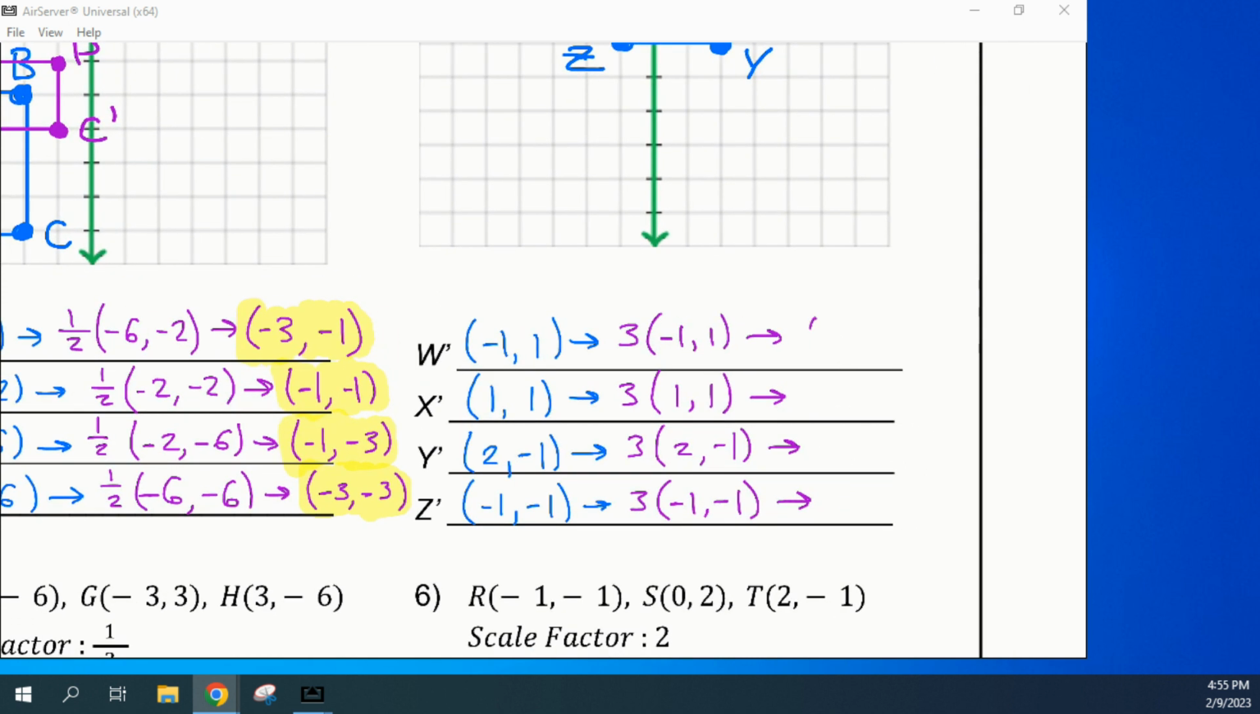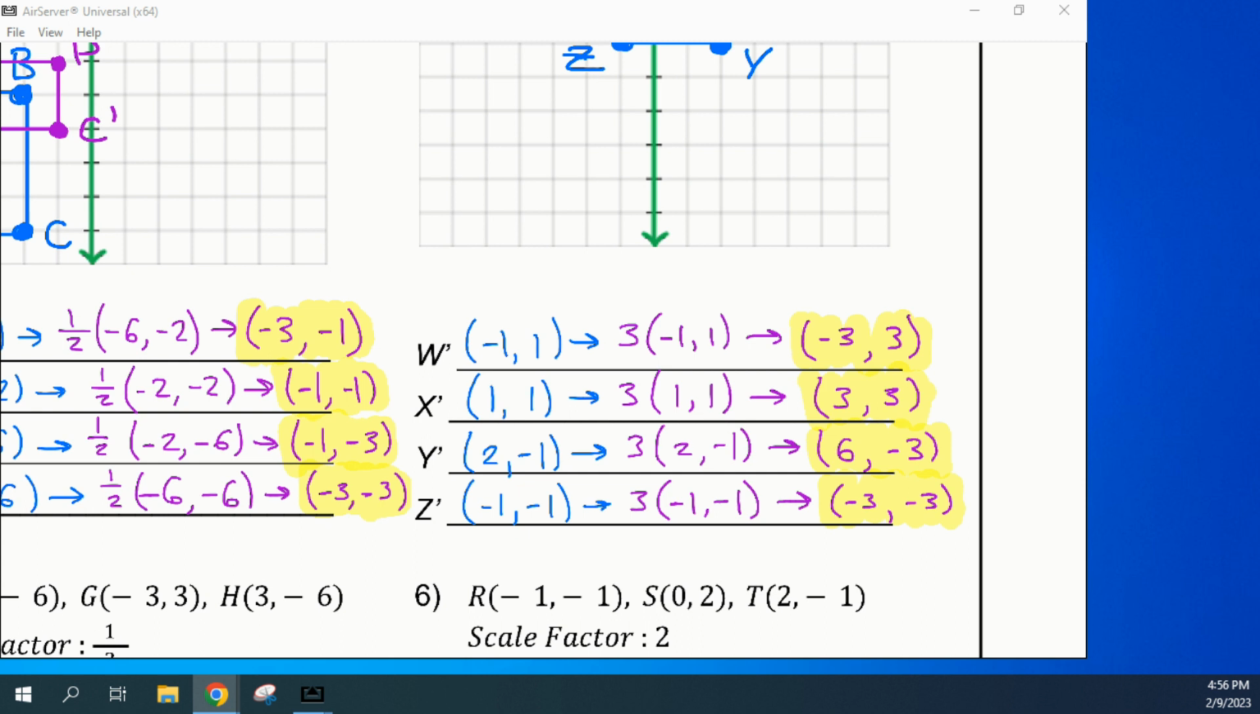We just need to kind of finish this. So 3 times negative 1 is negative 3. 3 times 1 is 3. So we've got negative 3, 3 for W prime, and 3, 3 for X prime. 3 times 2 is 6. 3 times negative 1 is negative 3. And you can see, as we go through this, that these numbers are getting larger, okay? So that should be a good sign for us as we continue to multiply here. So these should be our prime coordinates for this figure.